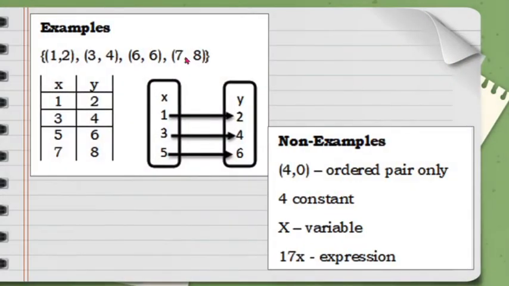So, ito yung example niya. Ito yung ordered pairs. This is the table. This is the mapping or the arrow diagram. And then, ito yung mga non-examples niya. So, hindi pwedeng isang ordered pair lang, kasi sabi nga is set. And then, hindi pwedeng number lang. Constant yon. Variable. 17x is not also an example because this is an expression.